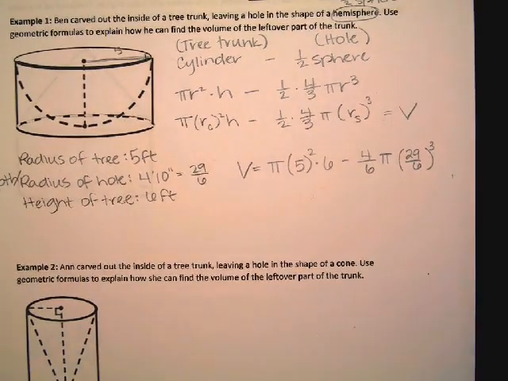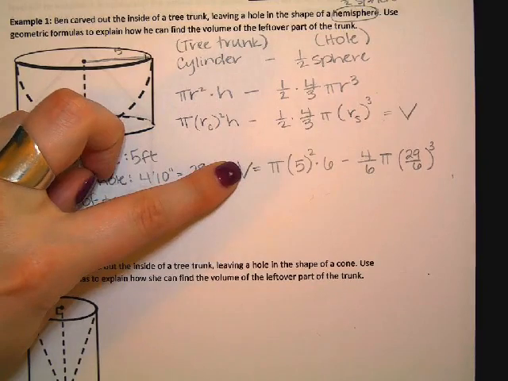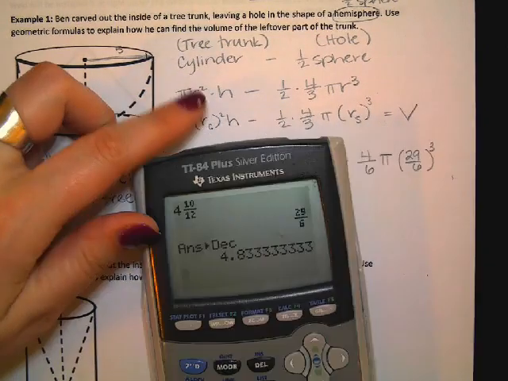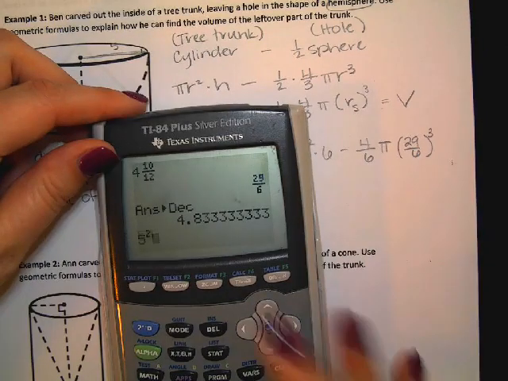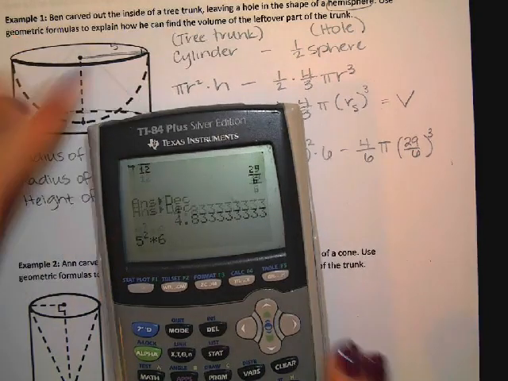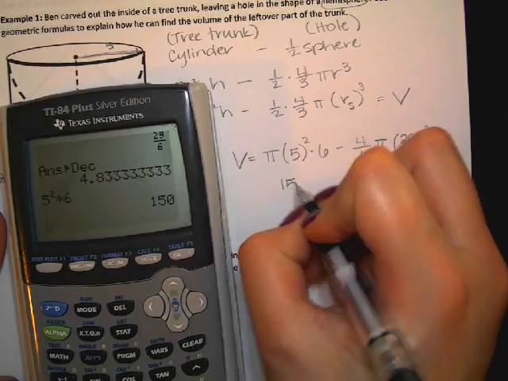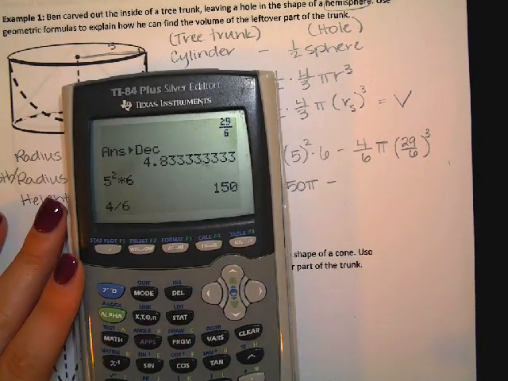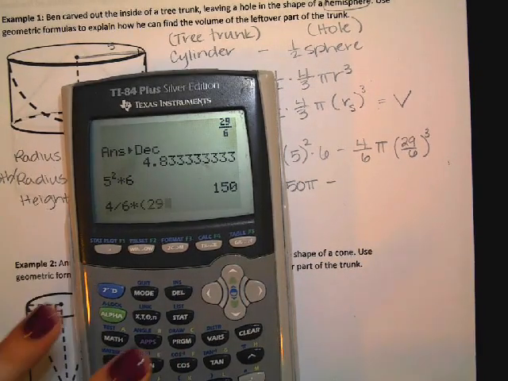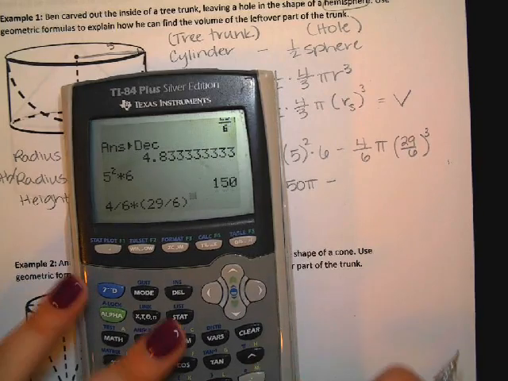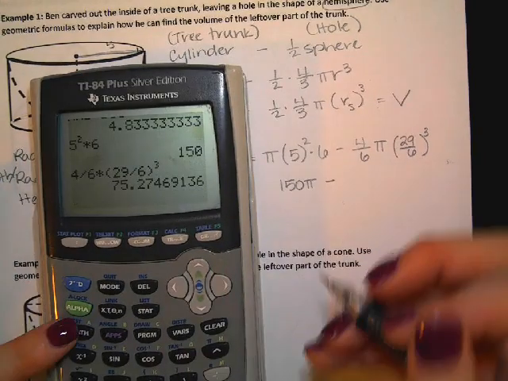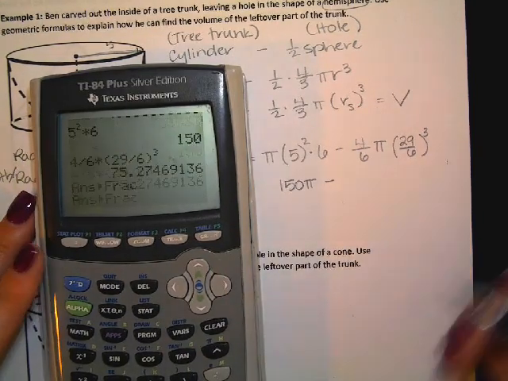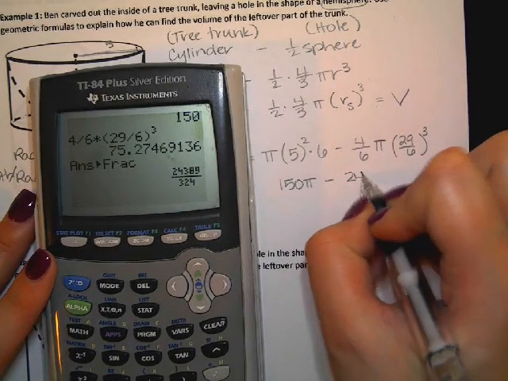Okay, so what I'm going to do first is not plug in the pi's. I'm just going to do 5 squared times 6, minus 4 over 6 times 29 over 6 to the third. And I don't want to round yet. Ooh, this is messy.